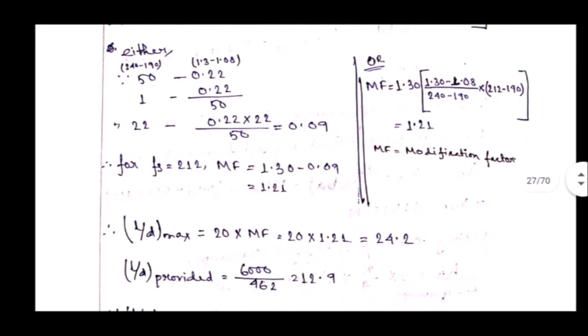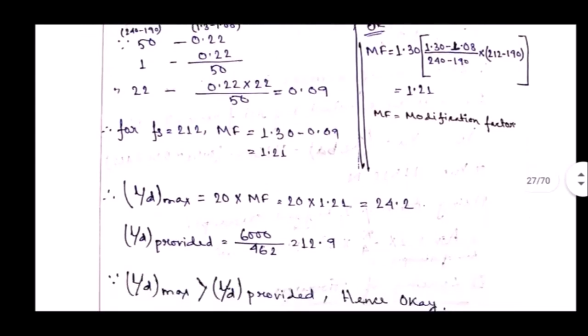So now to find out L by D max, span to effective depth ratio maximum, for a simply supported beam, we have already seen in IS code, that is 20, and we have to multiply with the modification factor. Modification factor is 1.21, we have already found out. So L by D max is equal to 24.2.